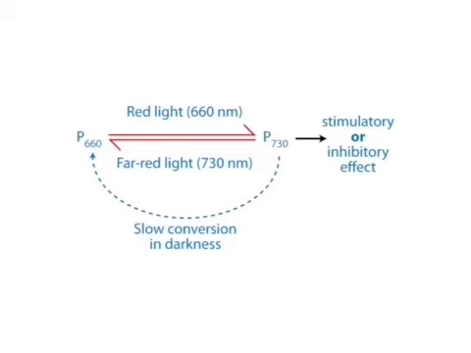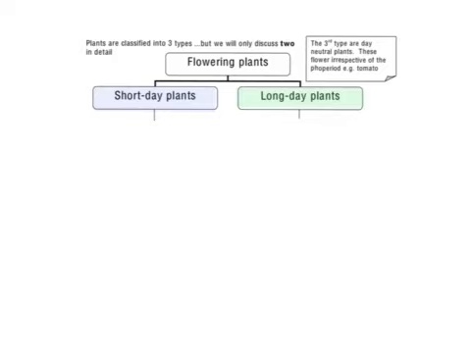So this is the start of it, with emphasis on saying that P730 is the active form. Active just literally means it makes something happen. In some plants it stimulates flowering, and in some plants it inhibits. And that's key to our next bit. So let's have a look and see what that means.